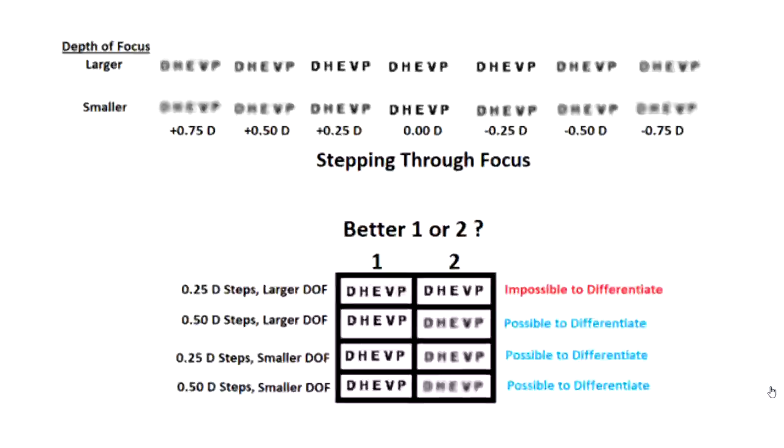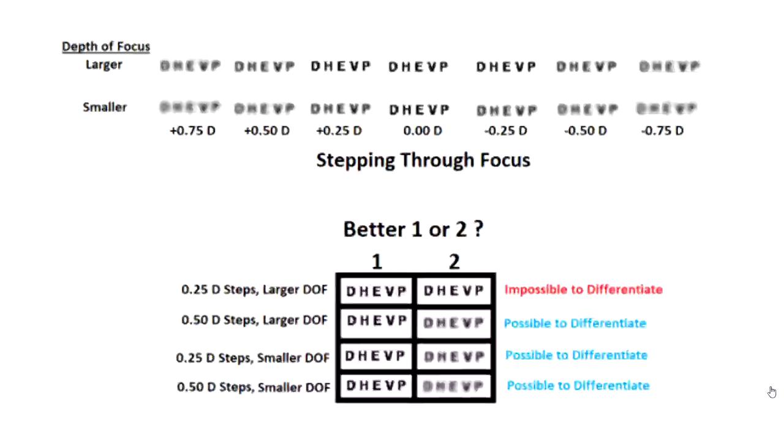So let's say we go through and we say, in quarter diopter steps, better one, better two. For a person with a large depth of focus, that's the top group here, it's impossible for them to differentiate because the letters look equally well. They might not be equally clear, they still might be blurry, but the patient can't detect the difference between them in a quarter diopter step because they have a large depth of focus. So what does that mean we need to do? We need to increase the size of the steps to actually have the patient be able to differentiate the change in refractive error. So in the second group, we've added half diopter steps.